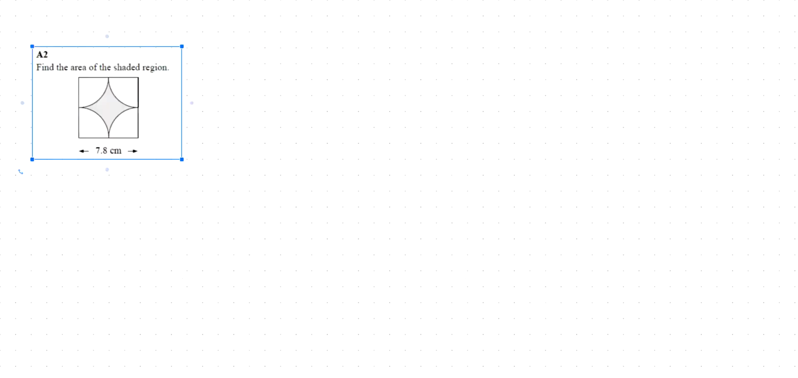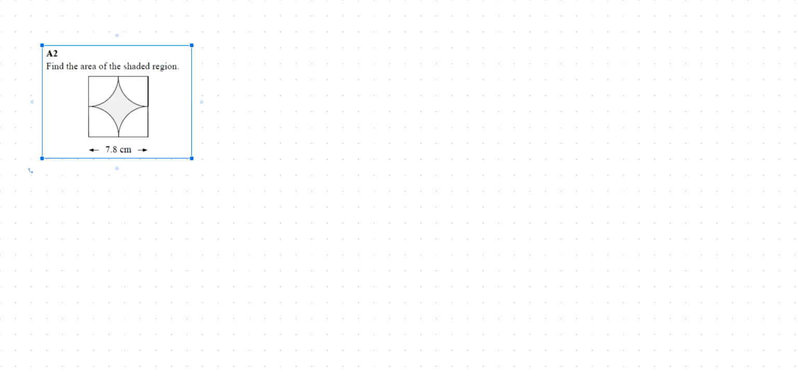So on the second question, again, same process as before. I've got a square, but this time, because I've got a quarter of a circle, I'm now talking about my radius and then another radius. So two radii added together gives me a diameter. So again, I know I've got a square here, so the first thing I'm going to work out is the area of that square.